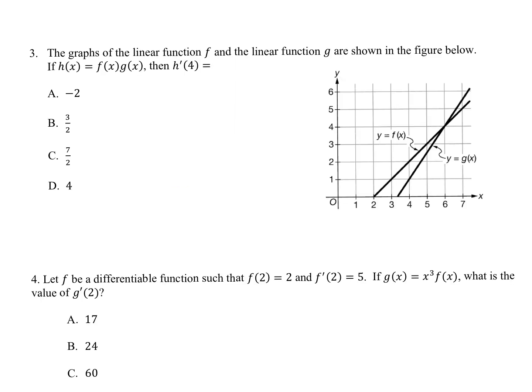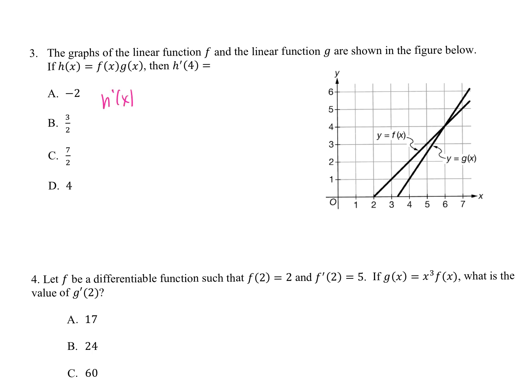Here we go, y'all. Here's this function. H is f times g. They want h prime of 4. I don't want you to worry about that 4 yet. How do I get h prime of x if I've got f times g? I got to use the product rule.